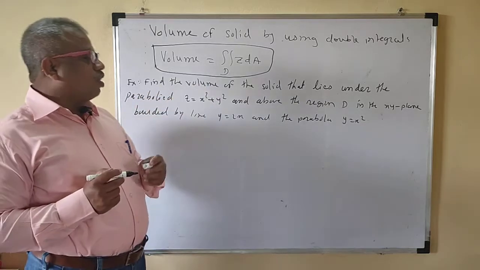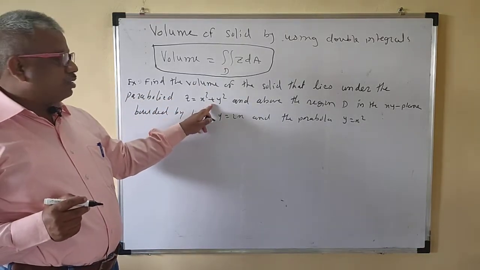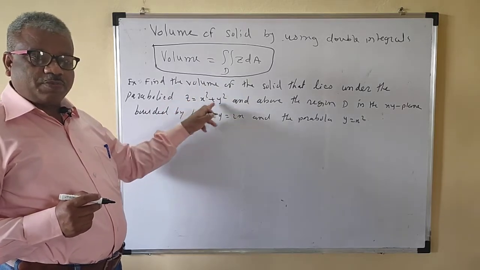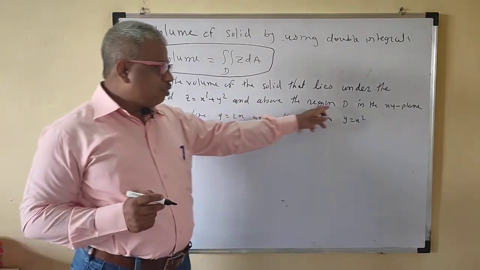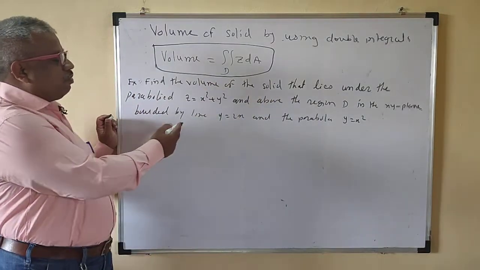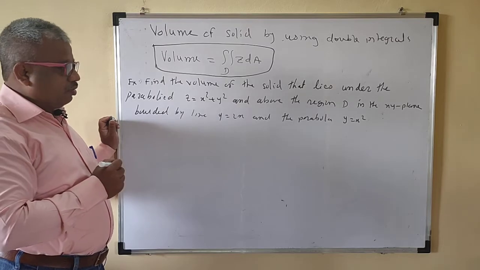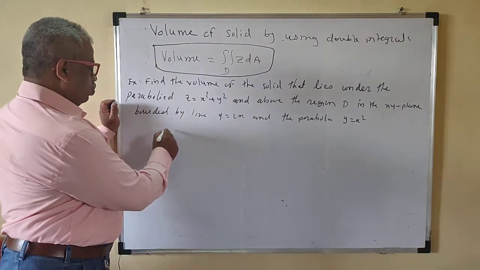Find the volume of the solid that lies under the paraboloid z is equal to x square plus y square and above the region D. The region D is given to you. It is in the xy plane, bounded by the line y is equal to twice x and the parabola y is equal to x square. So, solution.